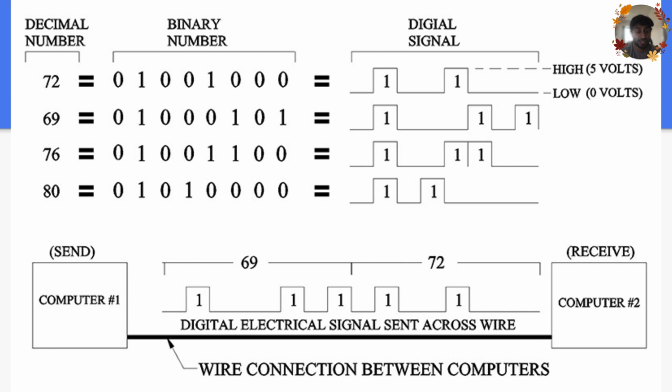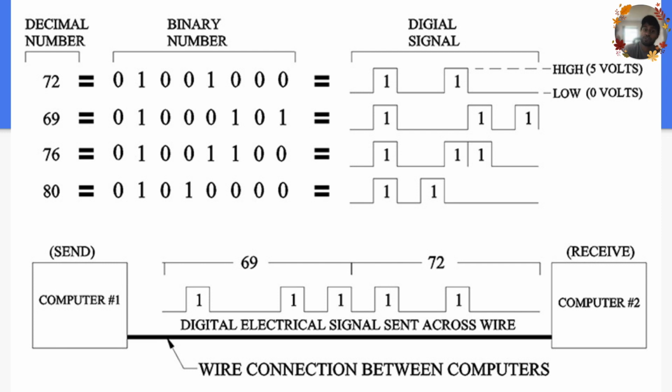What would happen is you would first create a digital signal to encode each number's binary representation. So the number 69 in binary is 01000101, and the number 72 in binary is 01001000. So now your ones get represented by a high 5 volt voltage, and your zeros are represented by a 0 voltage, off, low voltage. So you can see the digital signals that each of those numbers produces, and there's two more here, 76 and 80, just as additional examples.